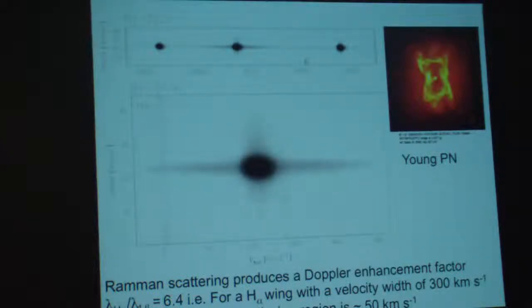And due to the Doppler enhancement factor in Raman scattering, we can guess what the velocity of the emitting region is. In this case, say 300 kilometers per second. So that means that the kinematics of the emitting region from H alpha is about 50 kilometers per second. So there is important information embedded in these profiles.